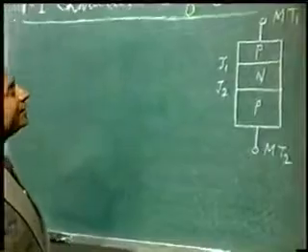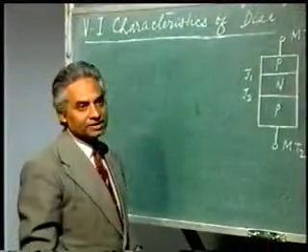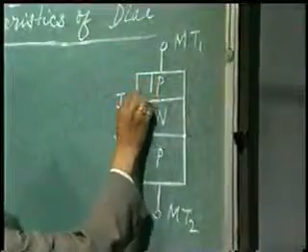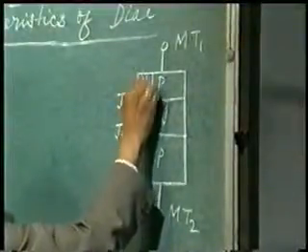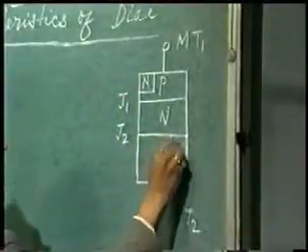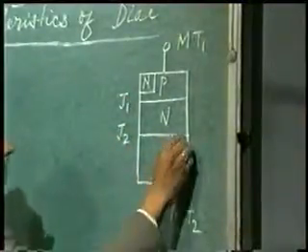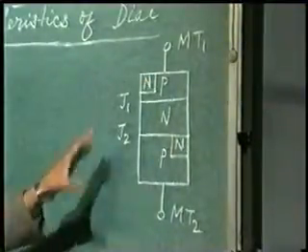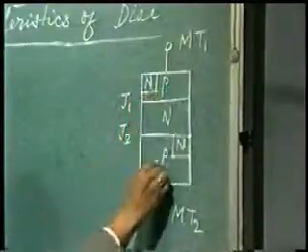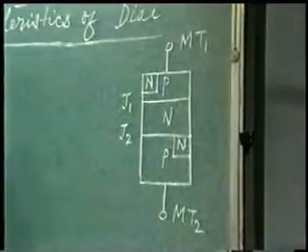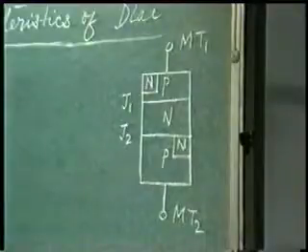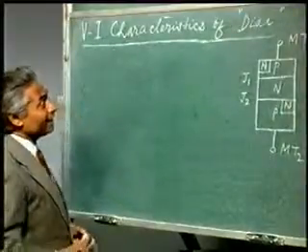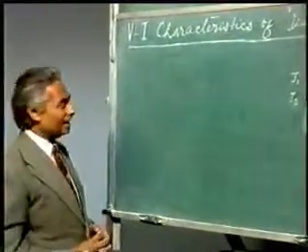Now from this figure, it seems that it is a three-layer device, which is not true. We should have four layers. In fact, you have a small N layer here and also a small N layer here. Now this and this small N layer form a big N layer. So now you have two P layers and two N layers, and it becomes a PNPN type four-layer semiconductor device. Okay? Now let us see how the VI characteristic of a DIAC looks like.